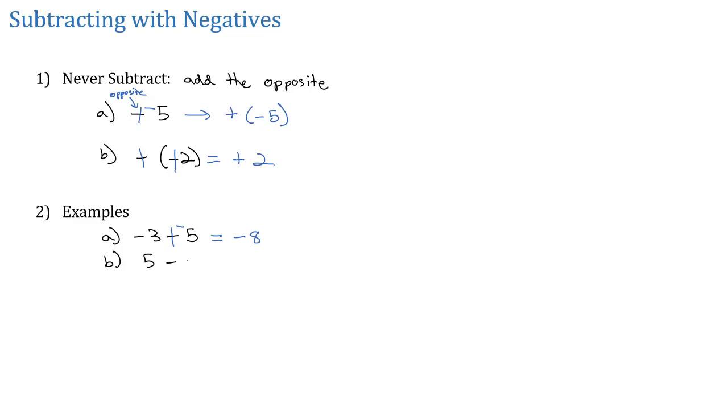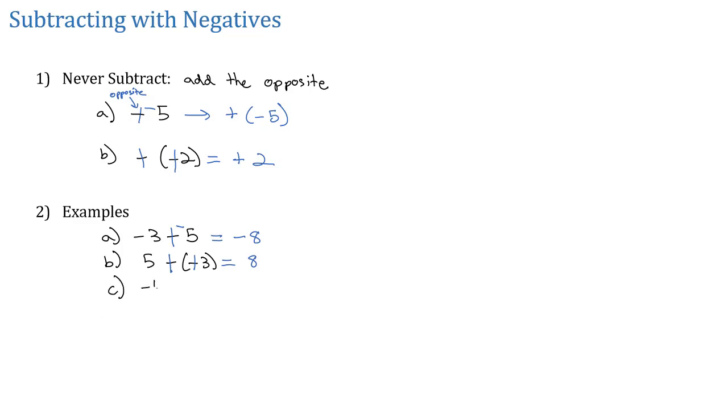Let's try 5 minus a -3. Well, again, when I see that subtraction in the middle, I'm going to change it to plus and take the opposite of the next number, making it a +3. So now the problem reads 5 plus +3, which we know is +8.